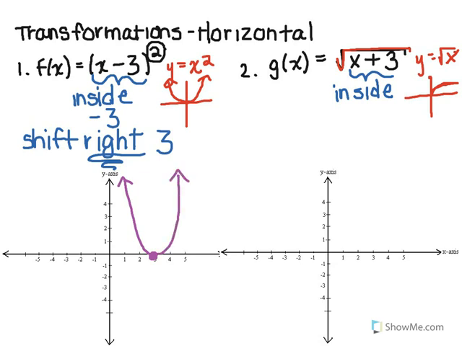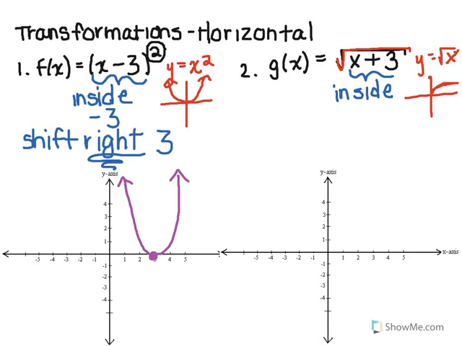I'm just going to do a rough sketch here. So that's actually the graph of the new function, (x minus 3) squared. So it's the exact same graph as x squared, but it's just been moved entirely to the right. All the points have been moved to the right 3 units.